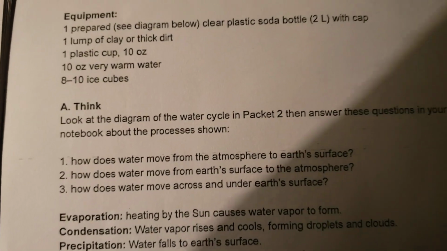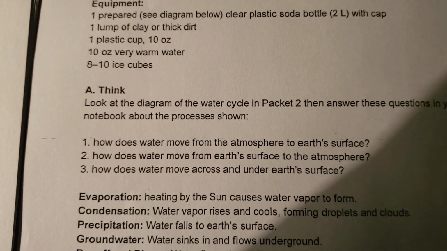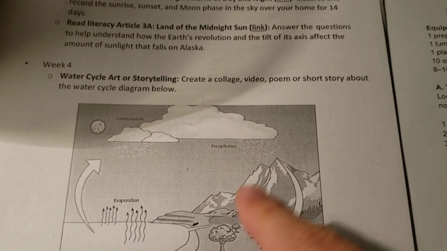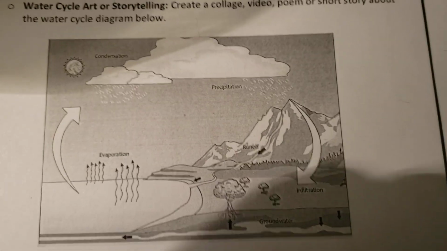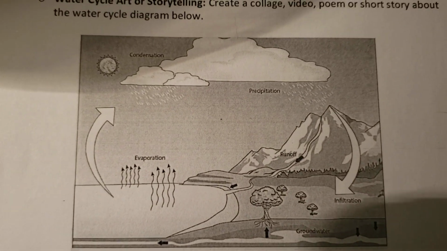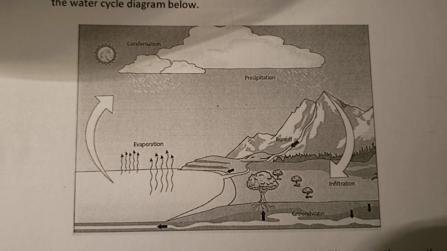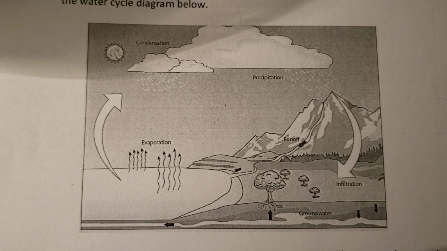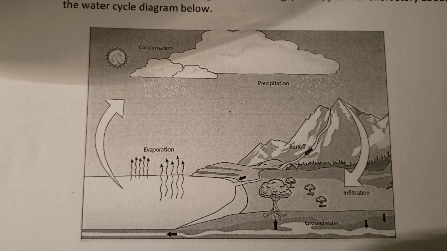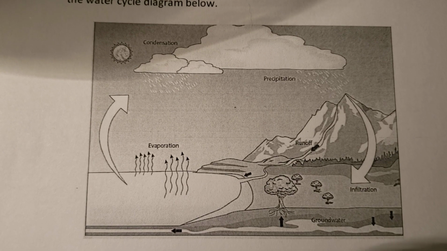All right. So first, you have these 3 questions you need to answer in your notebook. Look at the diagram of the water cycle in packet 2, then answer the questions in your notebook. Sorry, I was snapping at my kitty. So this is the water cycle picture. It's in packet 2. If you don't have packet 2 anymore, you can look at this one. It gives you a good picture of it here. And you can find any water cycle picture online if you would like, and it will serve the same purpose. So you can pause it here to look at this.